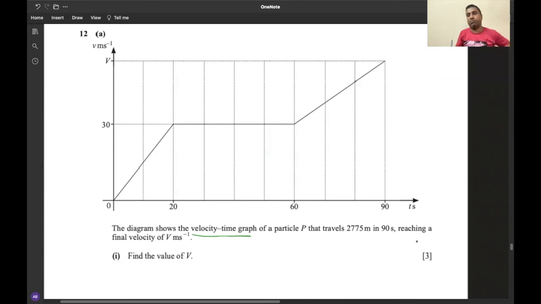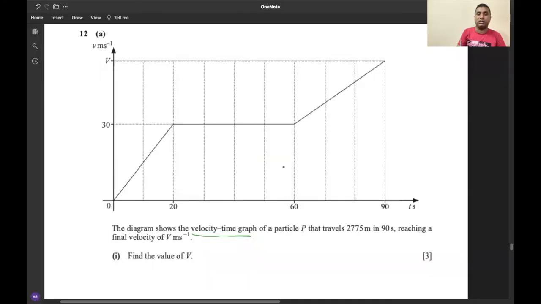We already know that in a velocity time graph, the area under the curve denotes the distance. And area of trapezium is half (a+b) times h, or sometimes we need the rectangle. Area of rectangle equals length multiplied by breadth, then area of triangle is half base into height. This simple concept, if you apply, you can easily find out the value of V. So let's see this question.